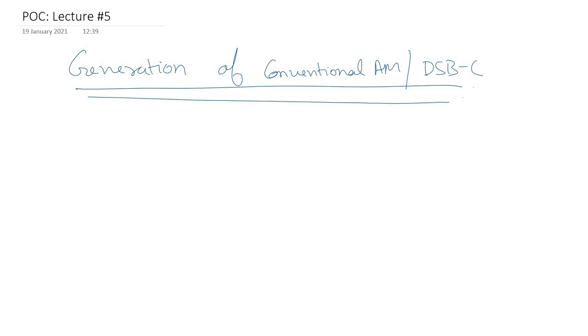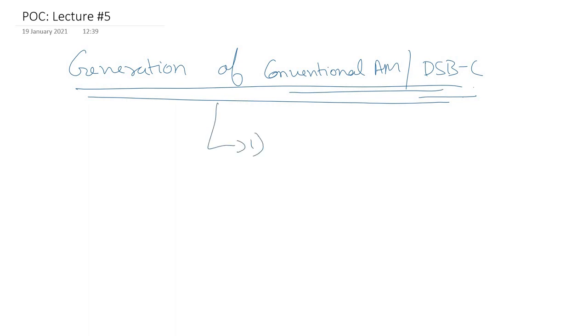In the previous lecture, we have seen some important attributes of the conventional AM or DSBC type of modulated signal. Now next, in continuation to that, we'll look at the generation of such signals. How do we generate them physically? Alright, so there are two important, most widely used methods by which we generate conventional AM or DSBC type of modulated signal.